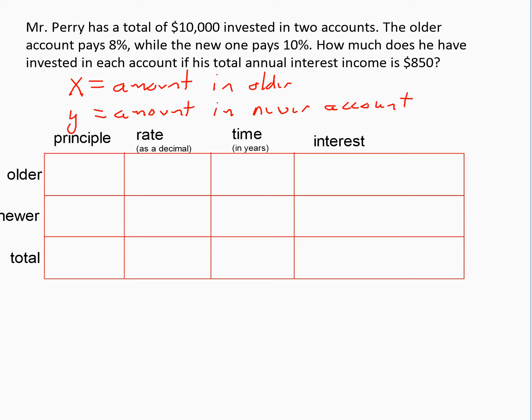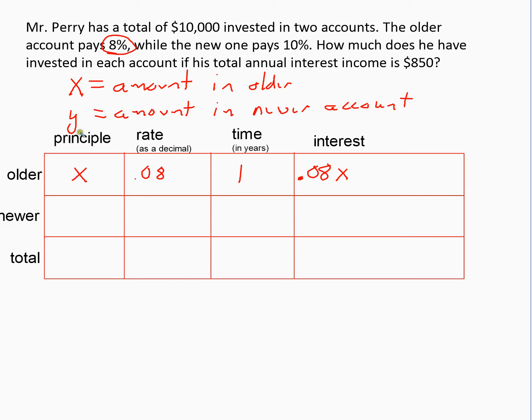And we have our older account. How much principal? Well, that's x. The rate in the older account was 8%, so we can put 0.08. It tells us about annual interest, so that's every year, so we'll just put 1 for 1 year. And then our interest earned there, we're just going to multiply across, and we have 0.08x, because if you do x times 0.08 times 1, you get 0.08x.